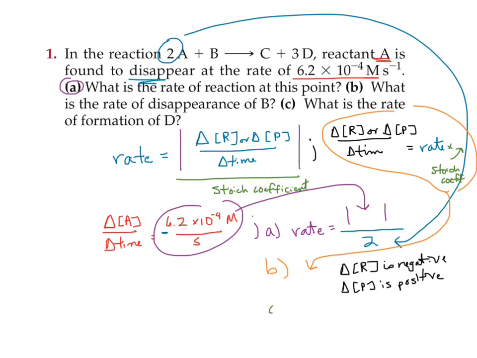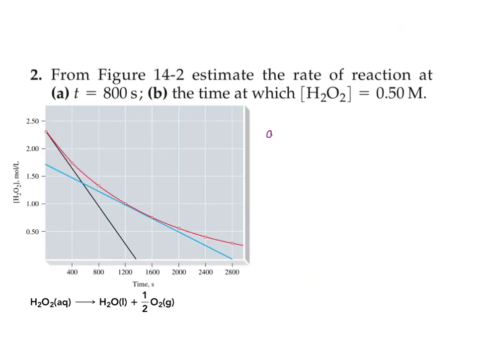And then a similar thing for D. For C, I said C is a product, so you get to use the coefficient of 3, right? So 3 times the rate is what I would do. There are different ways to work that, but as long as you get the right answer.